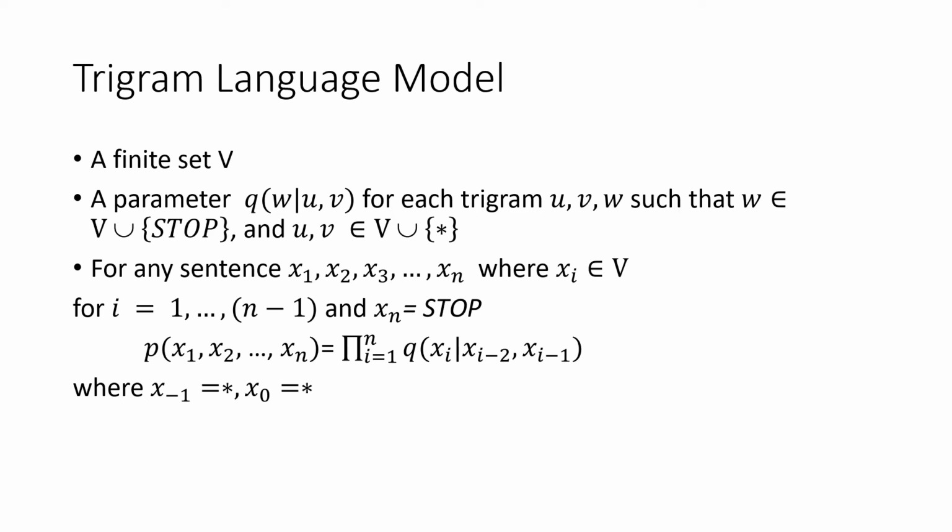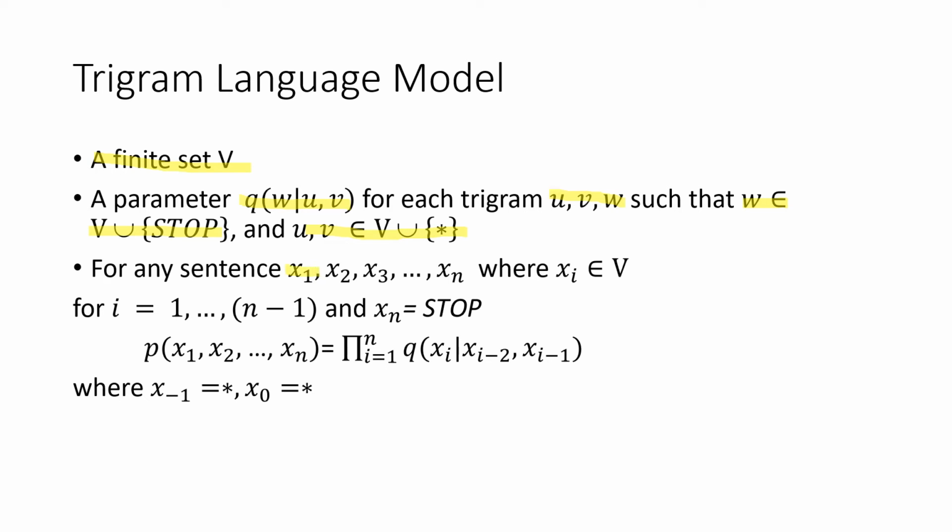We can now formalize the trigram language model. Given a set V, our vocabulary set of words, and a parameter q(w | u, v) for each trigram u, v, w, such that w can be any word or a stop symbol, and u and v can be any word and also a start symbol.